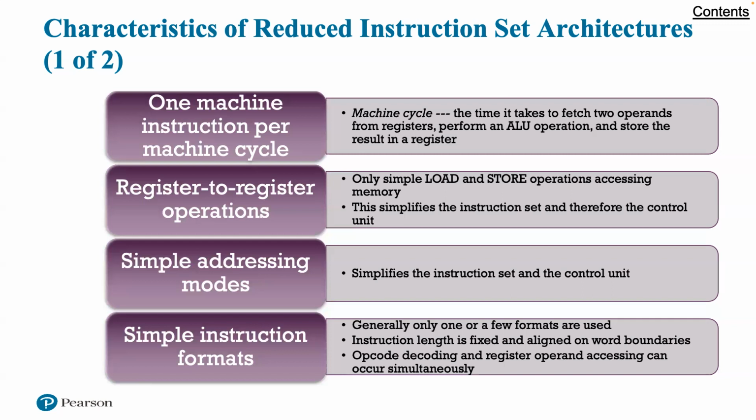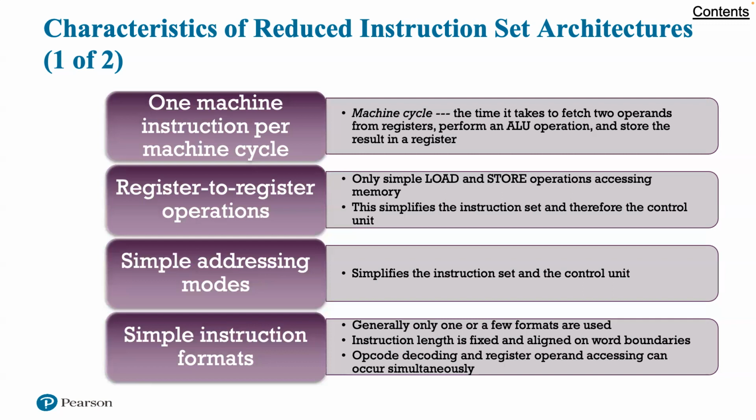Okay, well, let's continue. Although a variety of different approaches to reduced instruction set architecture have been taken, certain characteristics are common to all of them: one instruction per cycle, register-to-register operation, simple addressing modes, and simple instruction formats. Here we provide a brief discussion of each of these characteristics. Specific examples are explored later in this chapter.